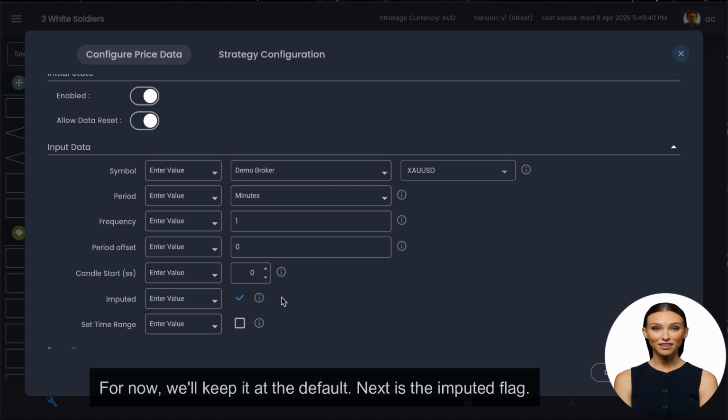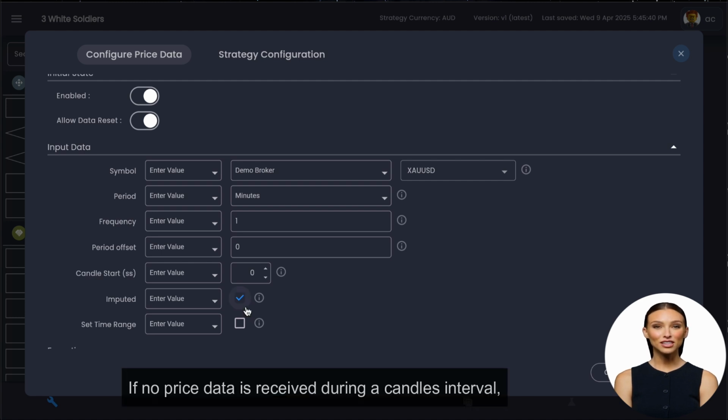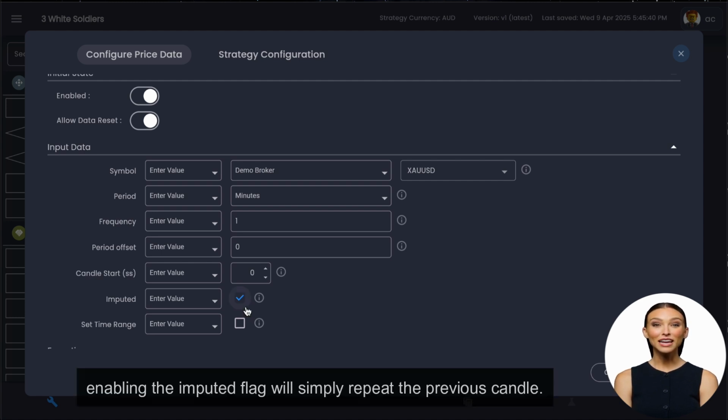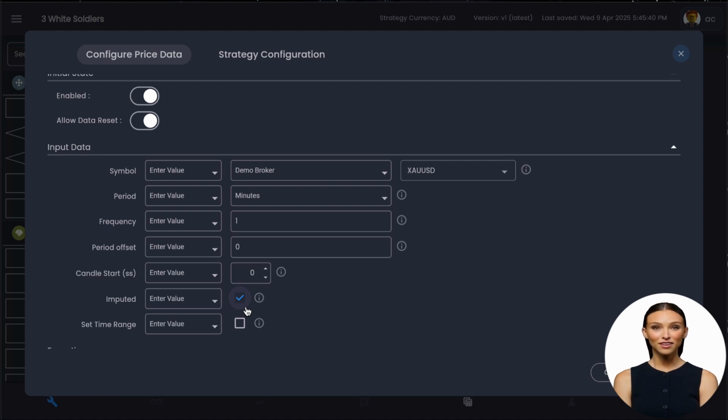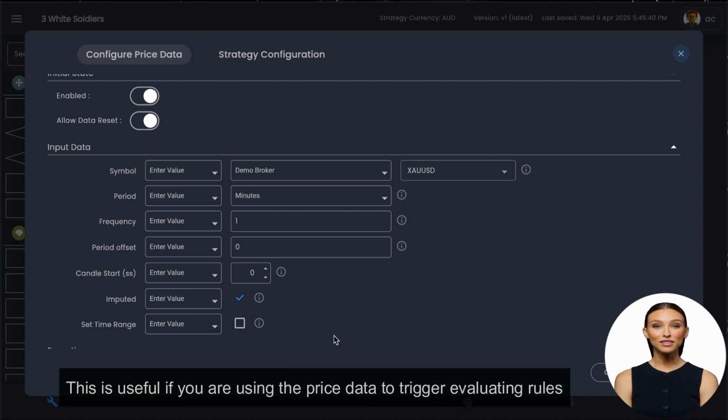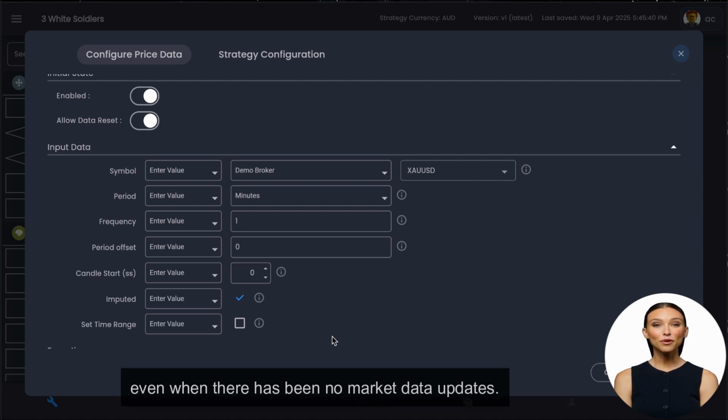Next is the imputed flag. This determines how the system handles missing data. If no price data is received during a candle's interval, enabling the imputed flag will simply repeat the previous candle. This is useful if you are using the price data to trigger evaluating rules at each candle interval, even when there has been no market data updates.